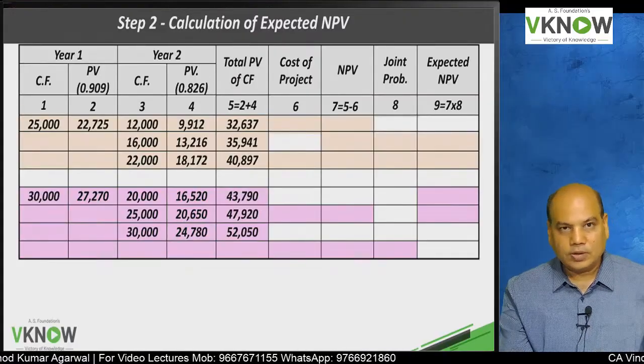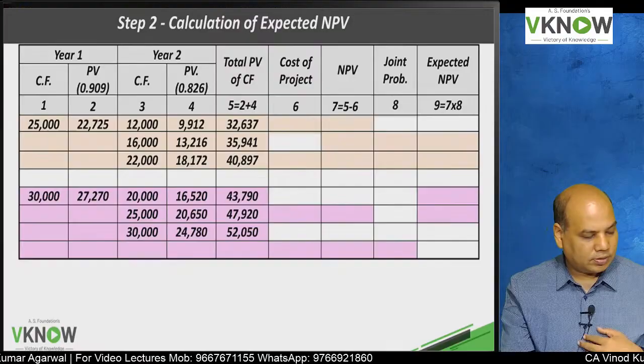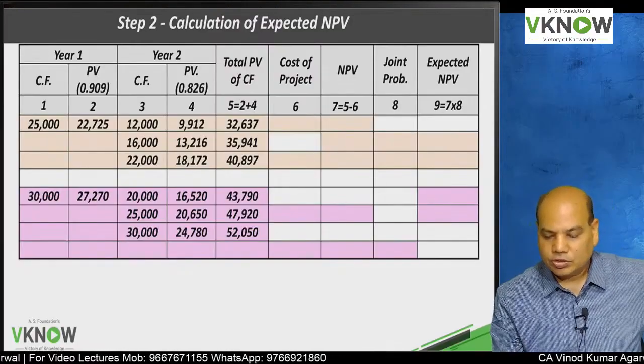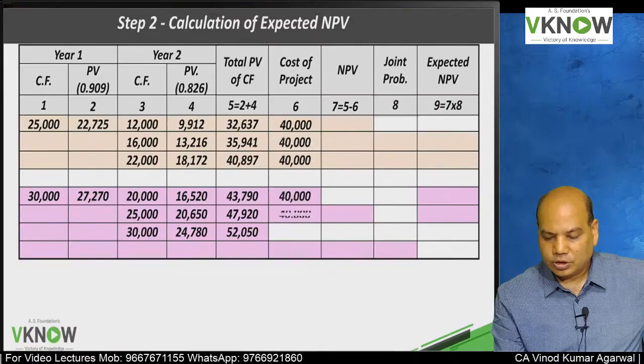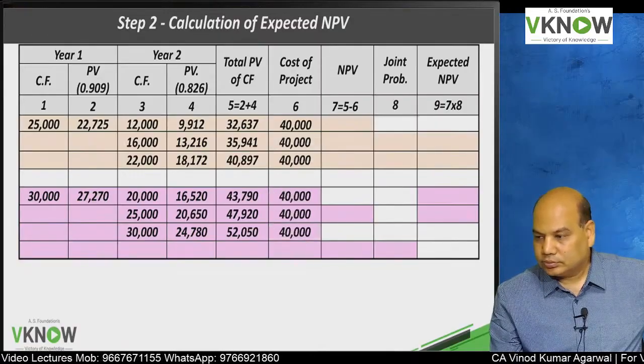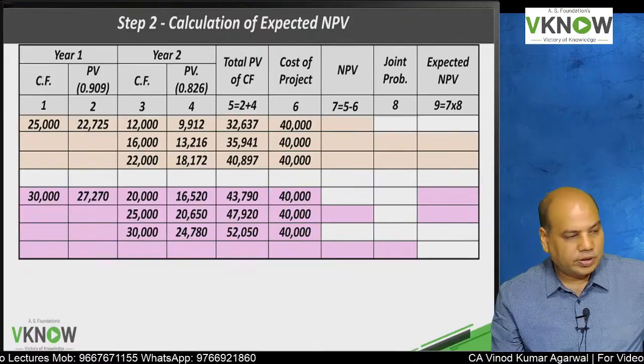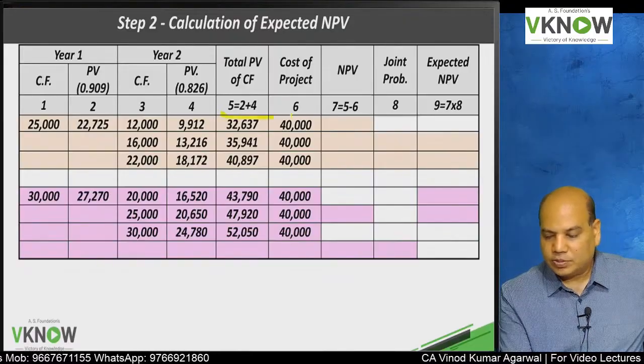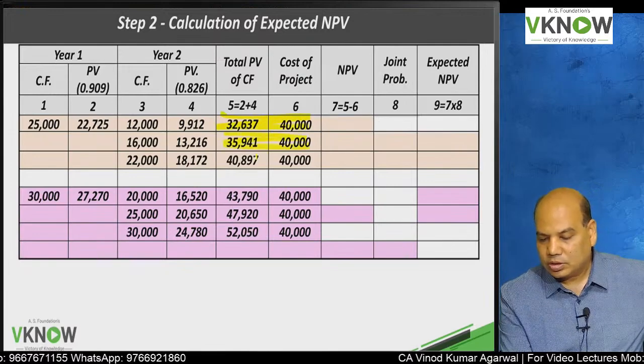Depending upon which path you take, accordingly your PV will change. Cost of the project is same, 40,000 each. Now NPV will be difference between these two columns. Please write down yourself.